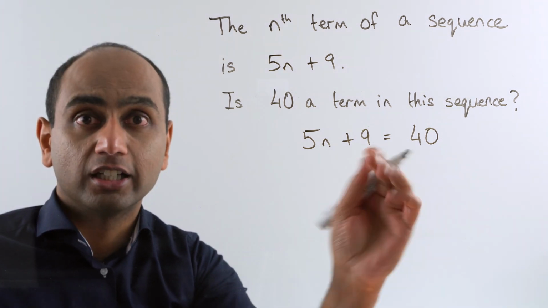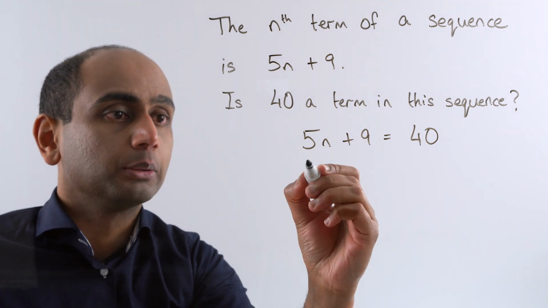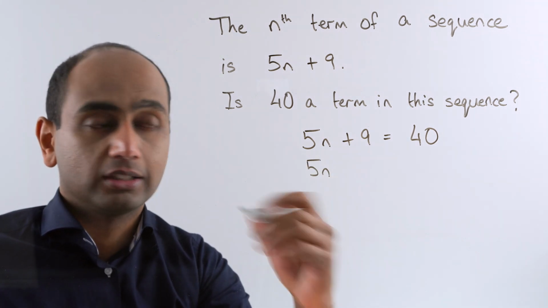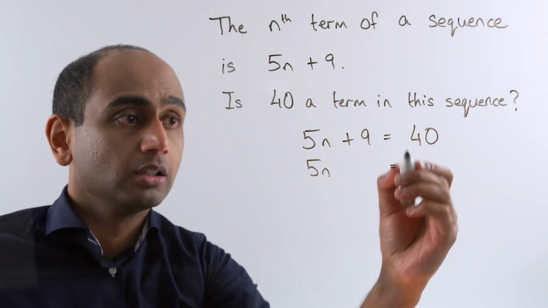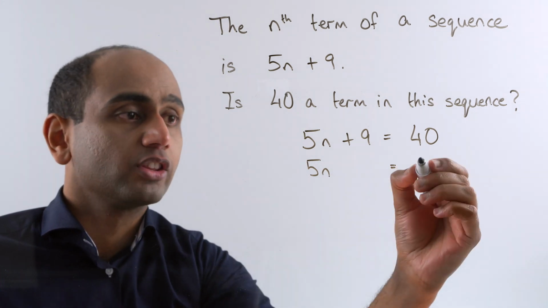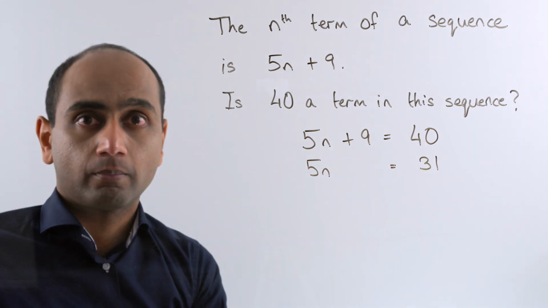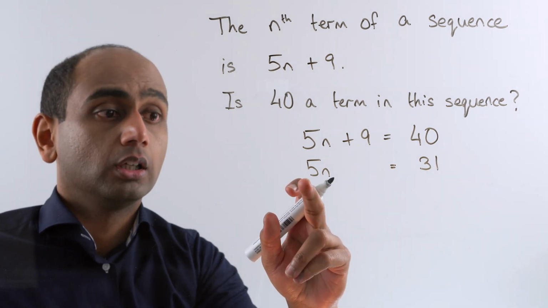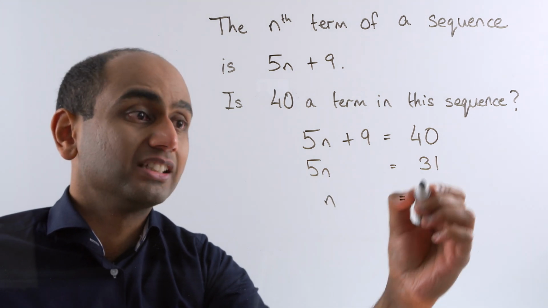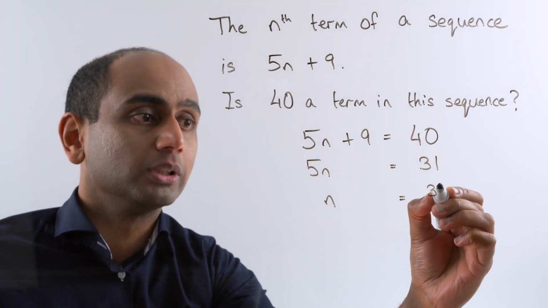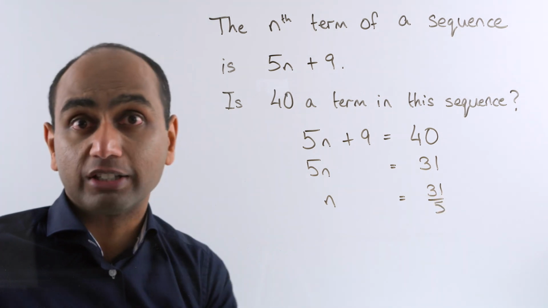I'm going to subtract 9 off the left-hand side, and that would leave me with 5n. Now, to keep this equation balanced, I've got to subtract 9 off the right-hand side. 40 minus 9 is 31. Now, to get to n, I need to divide this by 5. 31 divided by 5 is just 31/5.